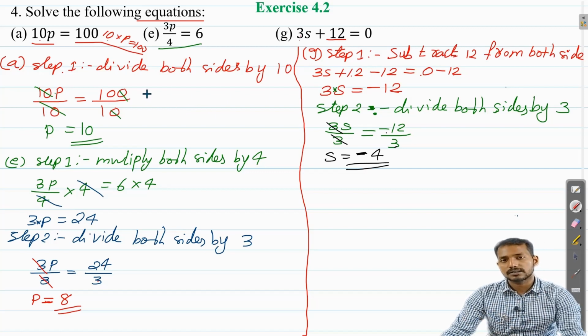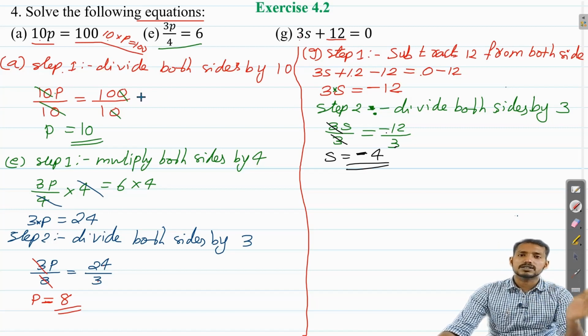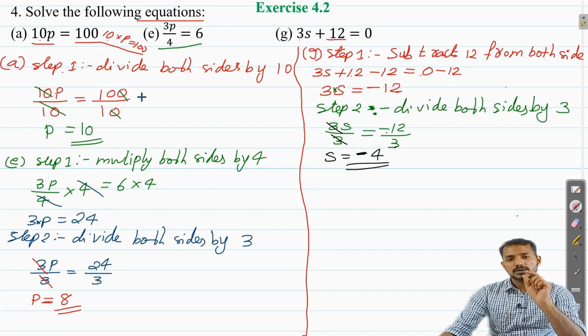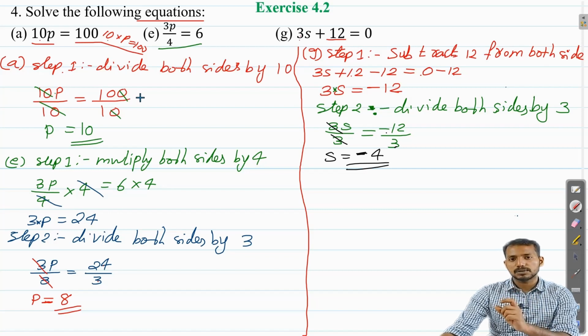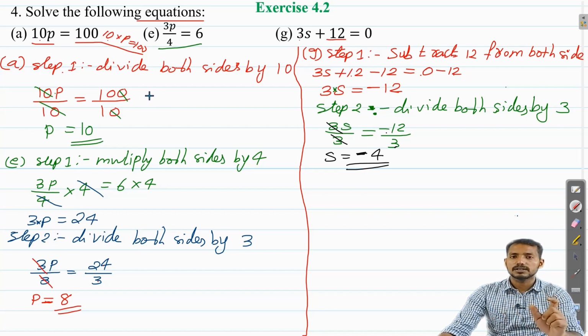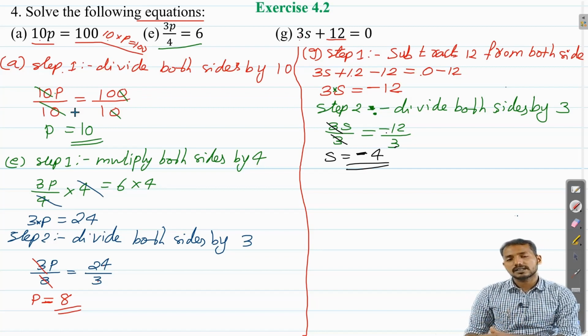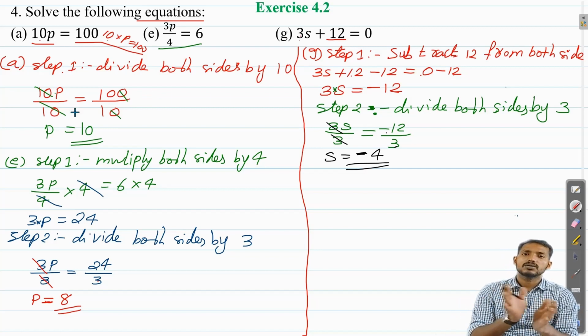Now come to the second thing: if a number is multiplied to the variable or to the term which consists of the variable, then you have to divide by the same number on both sides. Or if a variable is divided by another number, or the term which consists of the variable is divided by a number, then in that case you have to multiply by the same number on both sides. If multiplication is given, then you have to divide. If division is given, then you need to multiply.